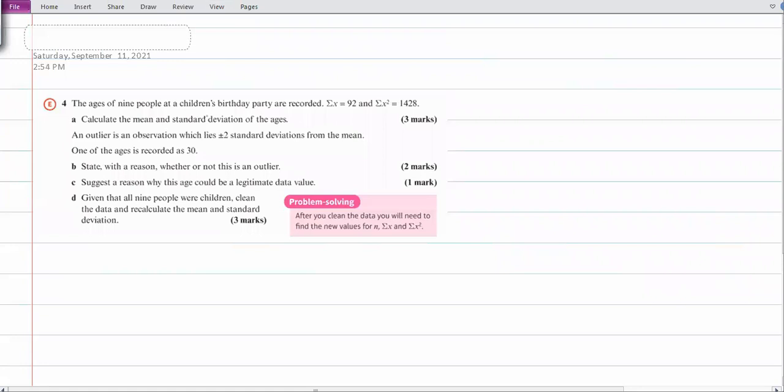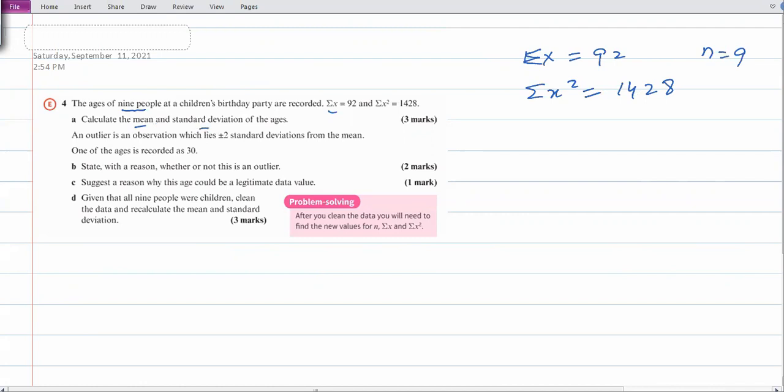The ages of 9 people at a children's birthday party are recorded. Sigma x for them is 92. Sigma x square is 1428. Calculate the mean and standard deviation. The total number of people, n, is given as 9. You have to calculate the mean and standard deviation.